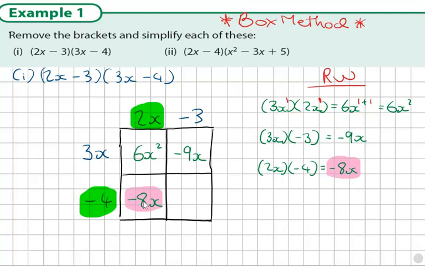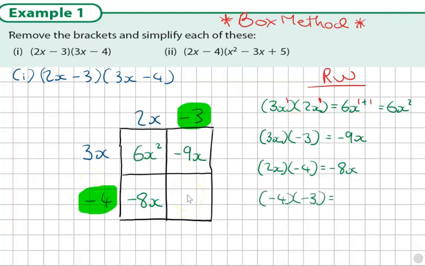And then lastly, we're going to multiply minus 3 by minus 4 and put our answer into this box. Minus 4 times minus 3 is going to be positive 12, because a minus by a minus is a plus. And 12 goes into this box. So now we have all our boxes filled in.